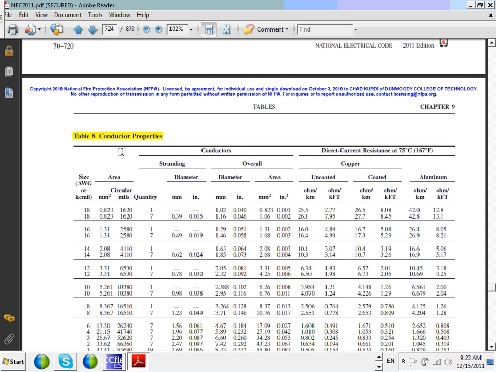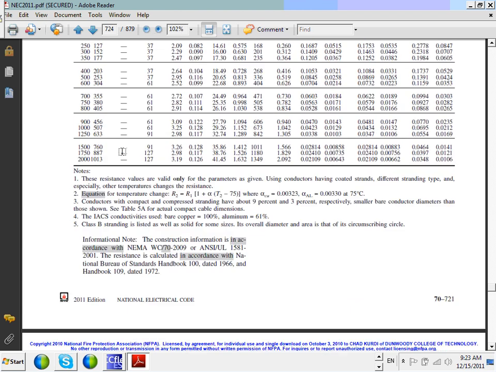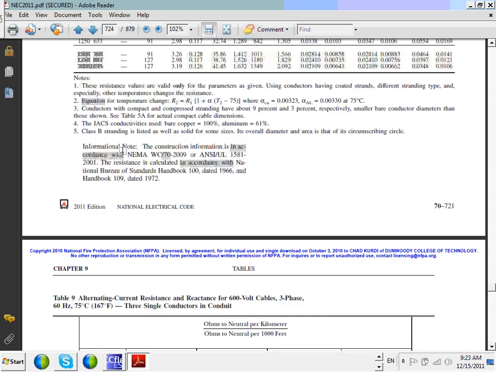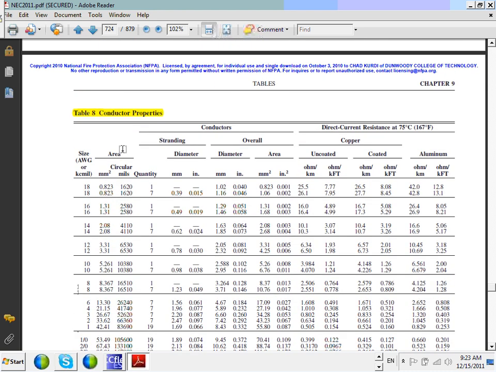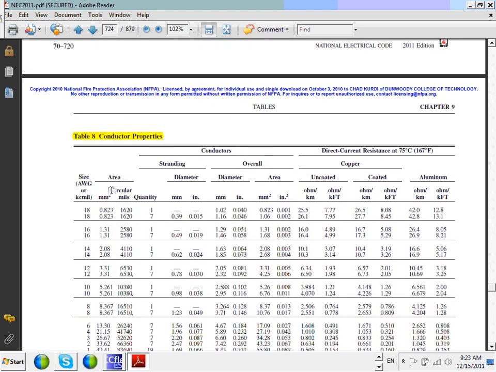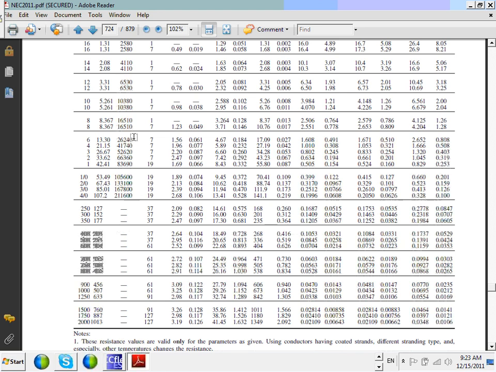We used it many times. So you're going to Table 8, Chapter 9, right? Page 721. Now, this is where you're going to be looking, guys. You're going to be looking at the circular mil column right here. Okay, so I need 150.